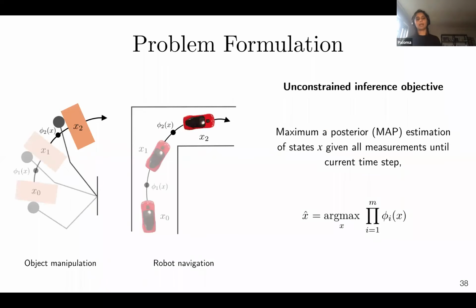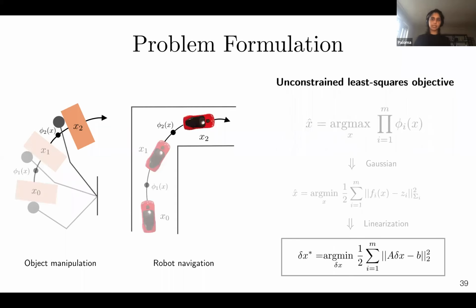And let's start by writing out the old inference objective that we saw, which was to estimate the most likely states given all measurements until the current time step. To solve for this inference objective efficiently, a common assumption is to model the factors phi as Gaussian, followed by linearization. And this results in an unconstrained linear least squares objective that can be solved for iteratively. So that is the objective that you see in the bottom right corner.